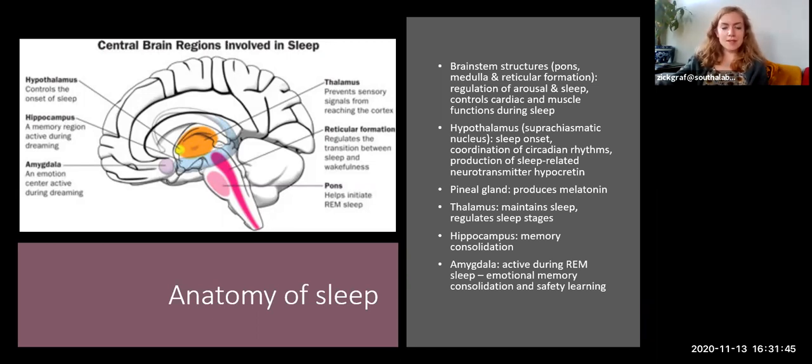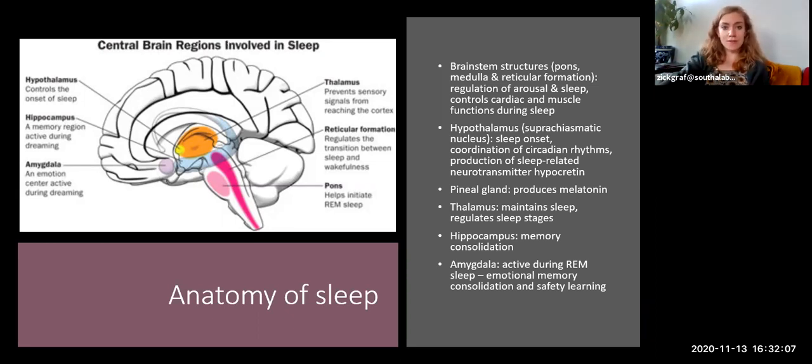The thalamus is the sensory relay in the brain. So one thing it does is it helps to suppress incoming sensory information from reaching conscious awareness. This is why we don't feel anything. We don't experience any sensory experiences while we're asleep. It also seems to help maintain sleep, so keep an organism in the stages of sleep, and it helps to regulate movement between the stages of sleep.